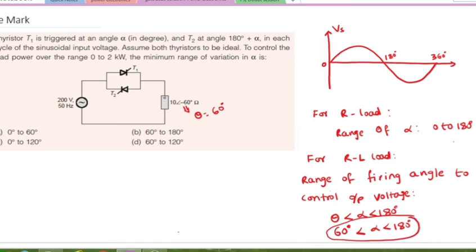If you are controlling the output voltage, means we are controlling the load power from where to where? 0 to 2 kilowatt. So what is the range of firing angle to control the load power? 60 to 180 degrees. So option B is correct.